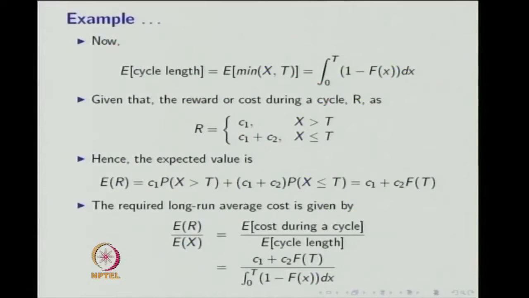Hence the long run average cost is nothing but the expectation of R divided by the expectation of x, that is, the expectation of cost during a cycle divided by the expectation of cycle length. Substitute the values, and you will get the long run average cost.